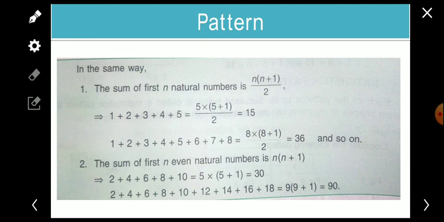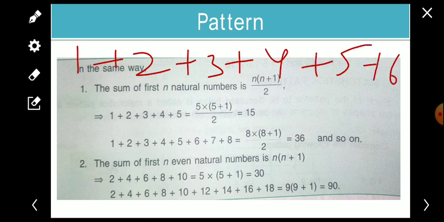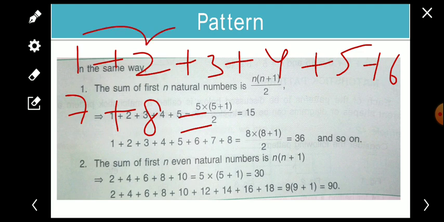In the same way, what can we do if we have to find the sum of first n natural numbers? Suppose I tell you to find the sum of first few natural numbers: 1 plus 2 plus 3. Natural numbers I am saying, not odd or even: 1, 2, 3, 4, 5, 6, 7, 8, like this. I can give you many numbers and tell you to find the sum. Then you will add 1 plus 2 is 3, 3 plus 3 is 6, 6 plus 4 is 10, like this. We can do it very easily if it is very small.